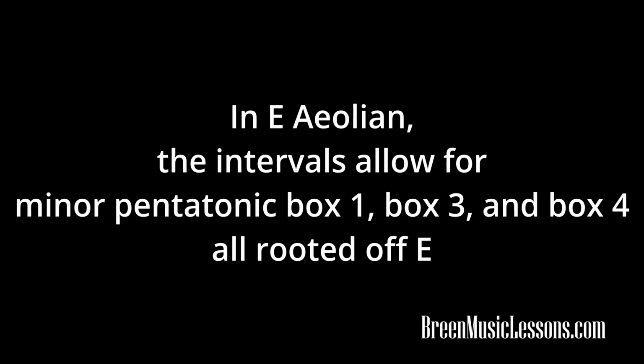All right, so the final one is E natural minor, or E Aeolian. And for this one, we have box 1, box 3, and box 4. Box 4, again, is going to emphasize the minor sixth interval like it does in B Phrygian. So that's probably one we want to be careful with or wait to time it a certain way.